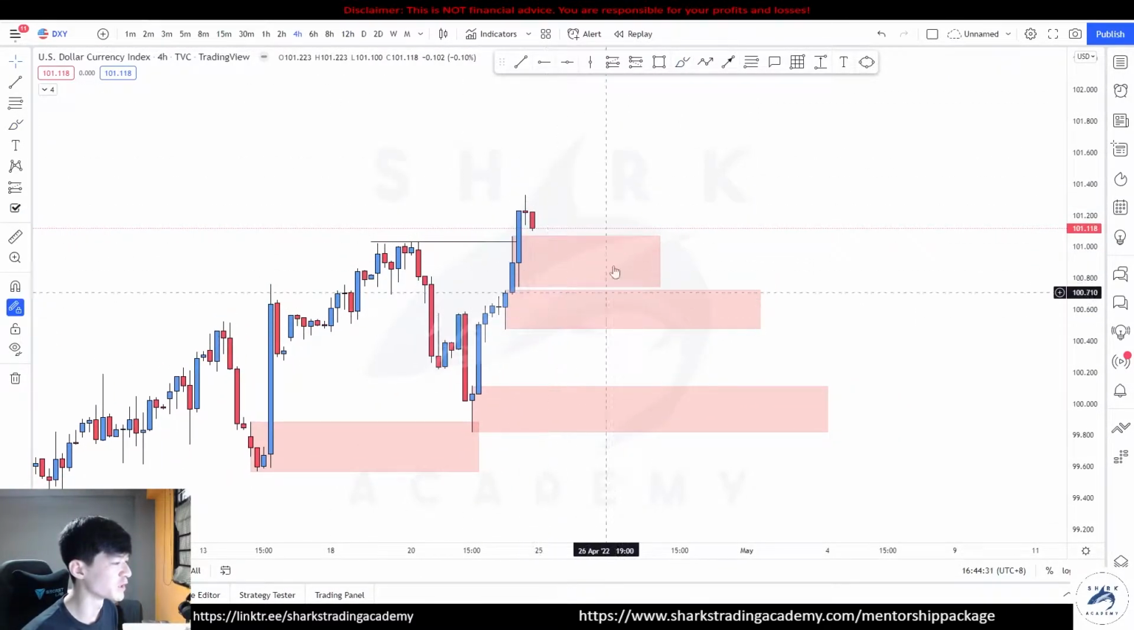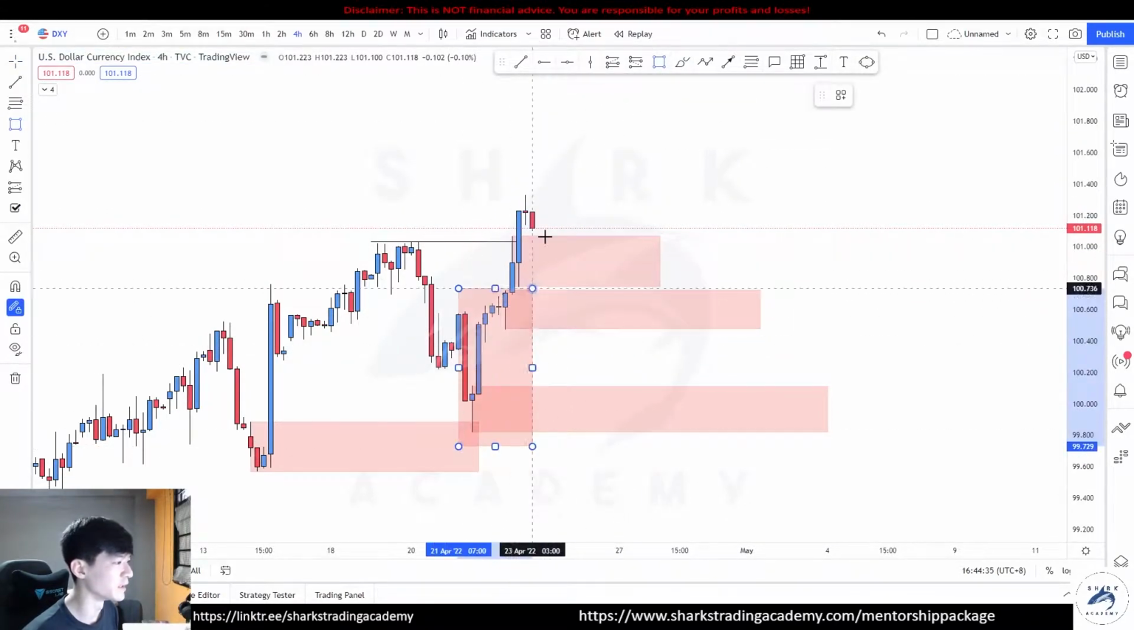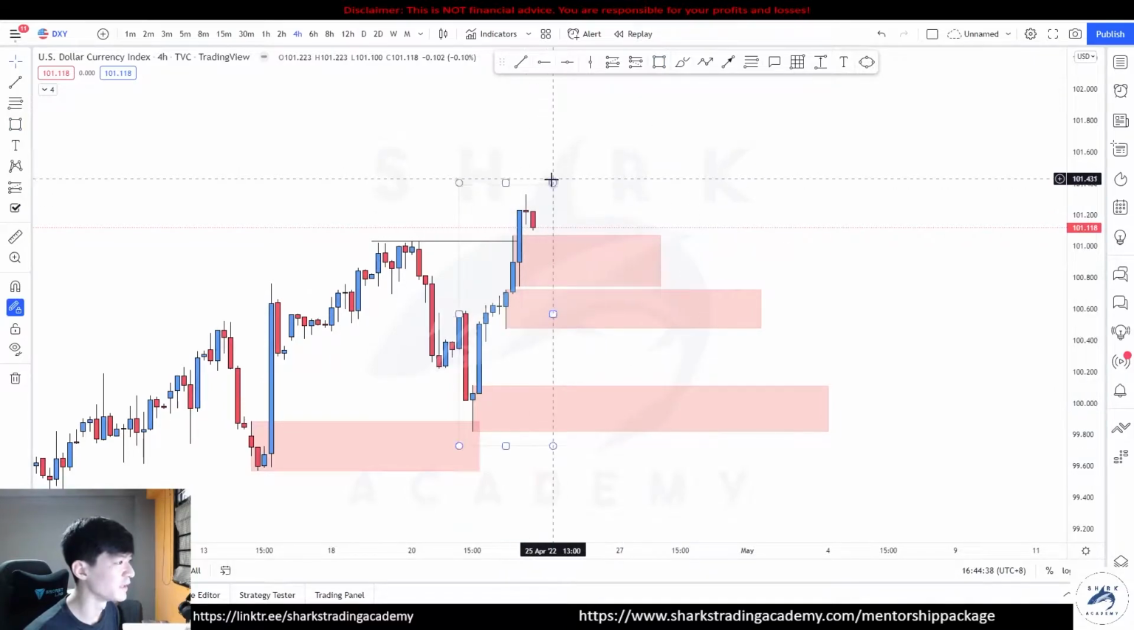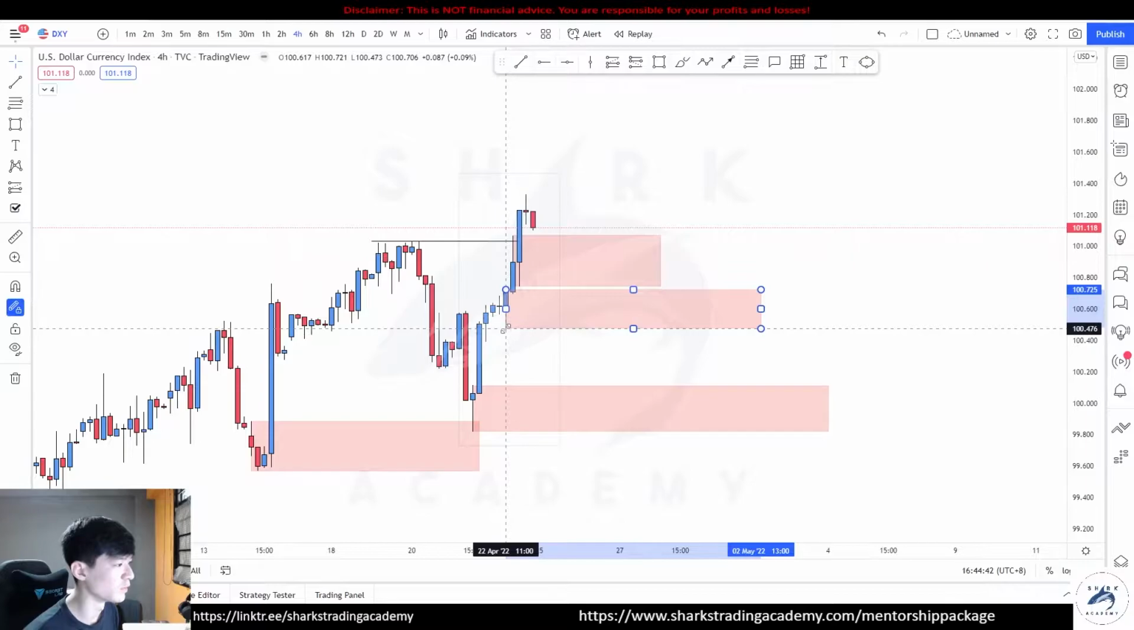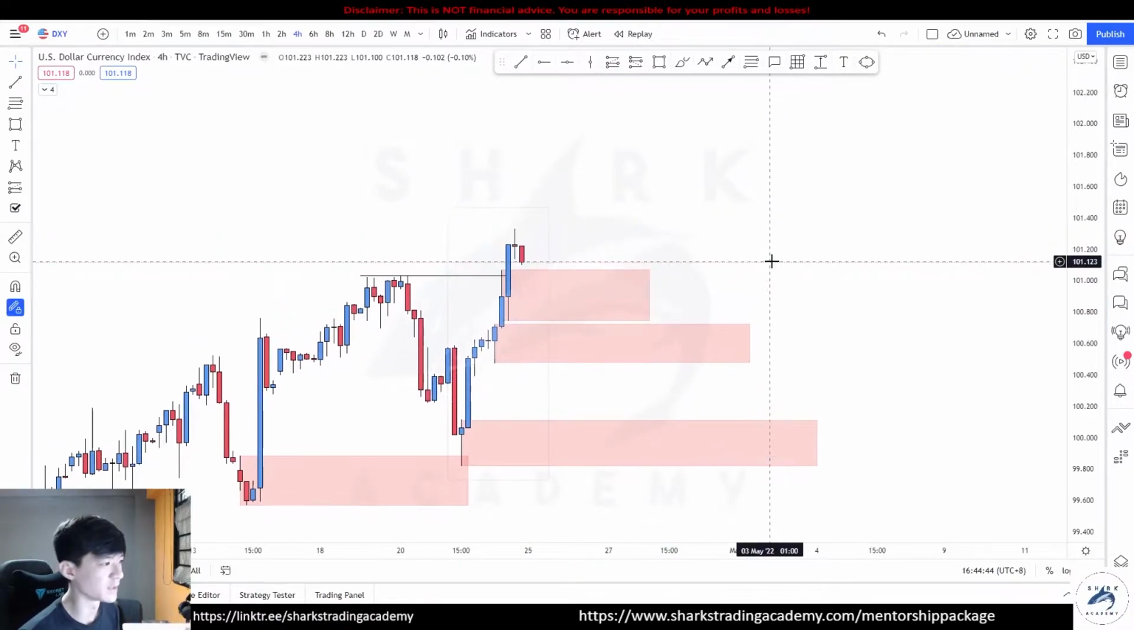So look for some rejections over here for sure. Okay, this entire block over here is bullish. So definitely look to buy inside any of these demand areas. Of course, use your own entry techniques. You can use the 15M break of market structure. You can use 1M confirmations as well.